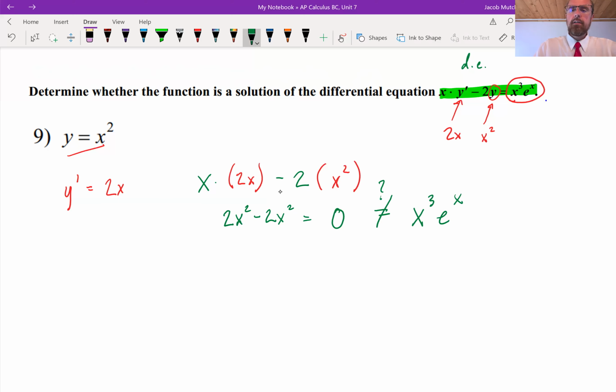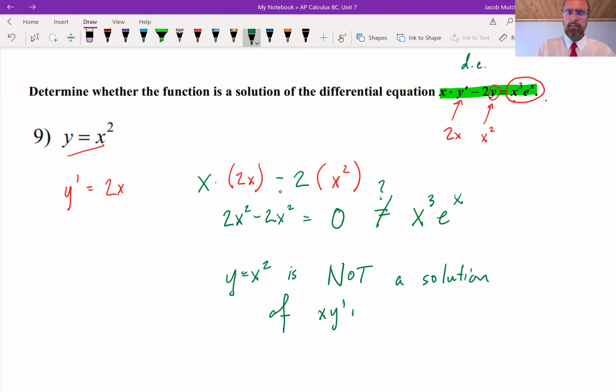It does not. And so what we would say is y equals x squared is not a solution of our differential equation x y prime minus 2y equals x cubed e to the power of x.